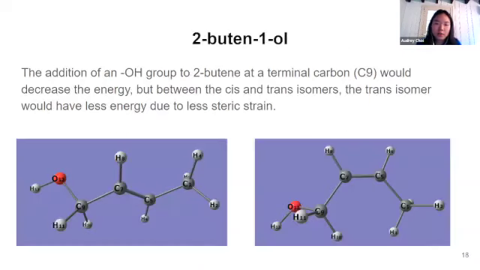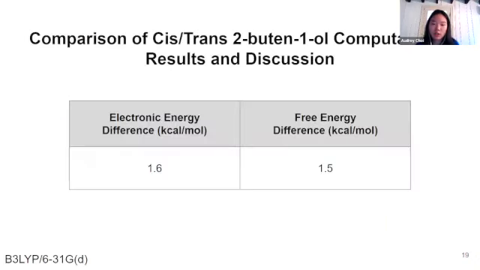And so the first one I did was 2-butene-1-ol. I just wanted to see how the hydroxyl group would affect things. I thought it would lower the energy, but the biggest factor between the cis and trans isomers would still be steric effects. And so the trans molecule would have a lower energy than the cis, which my results did show. There was a slight increase compared to just 2-butene, suggesting that the hydroxyl group might have amplified the steric effect slightly.